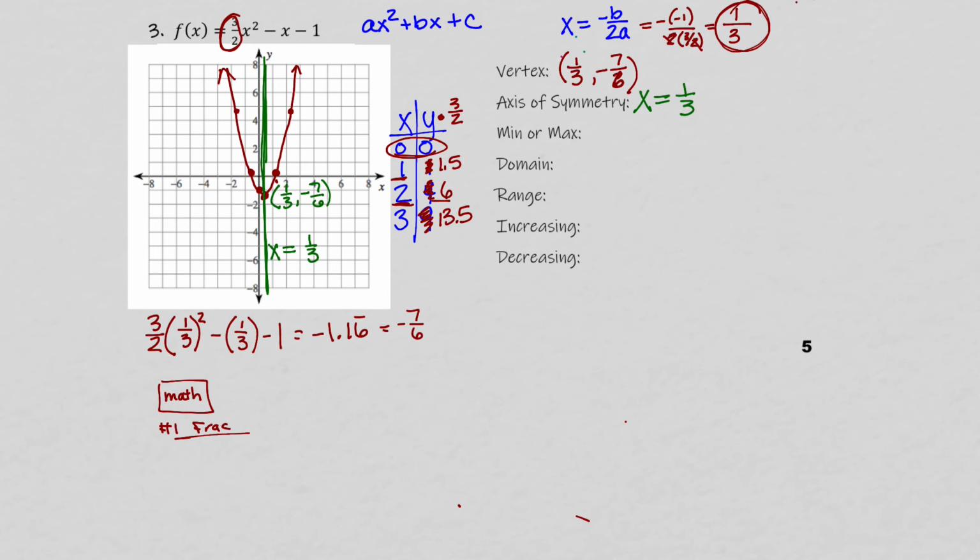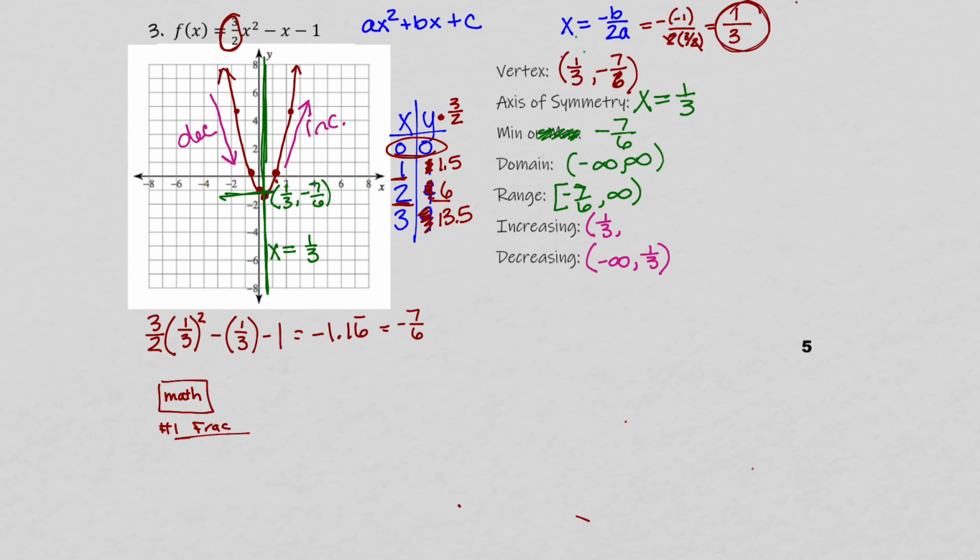Now, this one has a min. It has a bottom to it. So it doesn't have a max, and its min is that y value, which is -7/6. Domain, -infinity to infinity. Range is those y values, so it's that min, -7/6 to infinity. Increasing and decreasing. So as I drew it, going to the vertex, I was going down. Away from the vertex, I was going up. So this is decreasing, increasing, okay? So decreasing is -infinity to the vertex when the x is 1/3. Then at the vertex, when x is 1/3, it then goes to infinity on the right side.